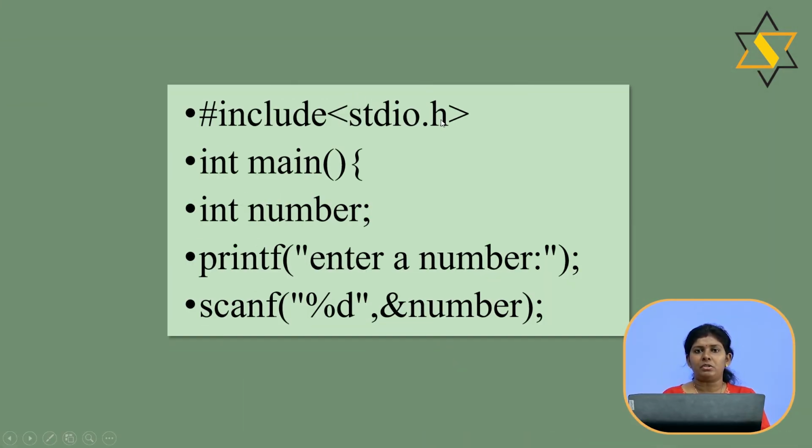#include <stdio.h>, then in main, opening bracket, int number. If I want to print a simple number, then printf "enter a number", right? I want to print any number, and then scanf reads it. So how will it scan? %d. Which type of number will it read? Integer type, float type, or character type. So you need to mention here %d or %c or %f.